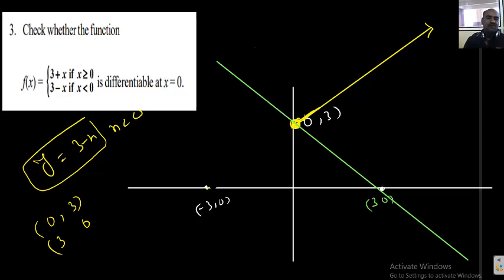But what you want? x should be less than 0. Less than 0 means these values. This is the graph. What can I say? This is our required graph. It is also the shape just like mod x only. So at this point we have a sharp corner. At x equal to 0 we have a sharp corner, so it is not differentiable at that particular point.